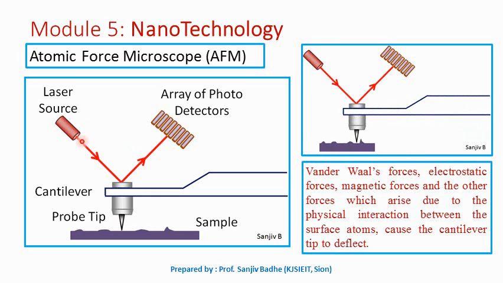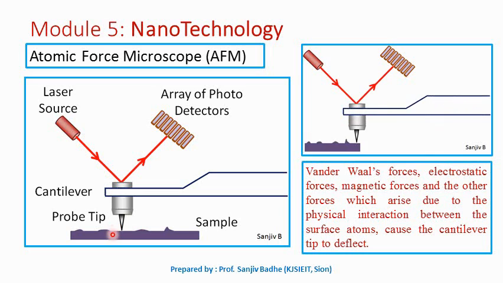A laser beam is made incident on the cantilever. Here we have a mirror arrangement. The laser beam is reflected from this mirror, and the reflected laser beam can be collected by an array of photodetectors. The light collected by these photodetectors is analyzed with the help of computer devices, and a 3D image of the sample surface can be constructed.